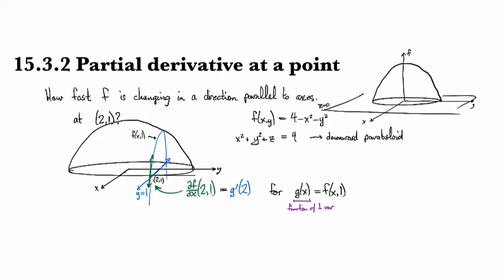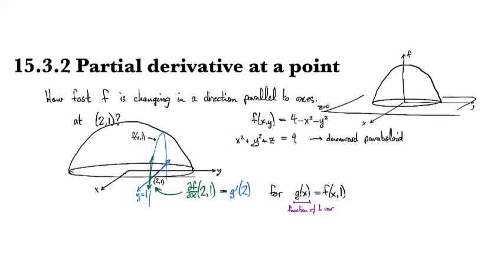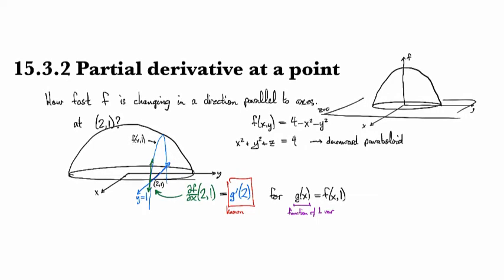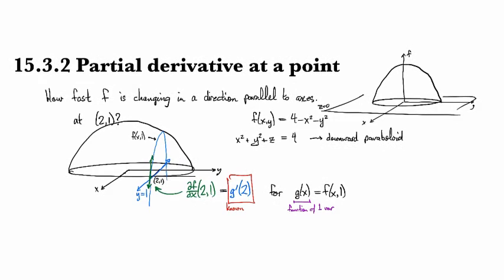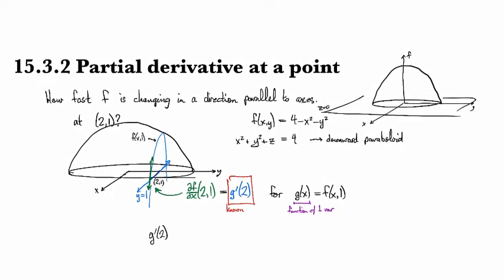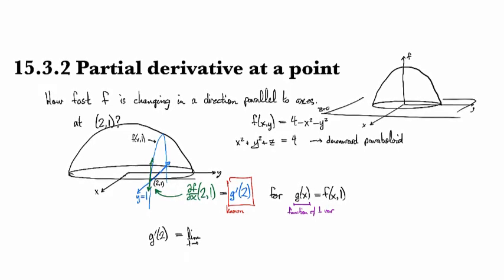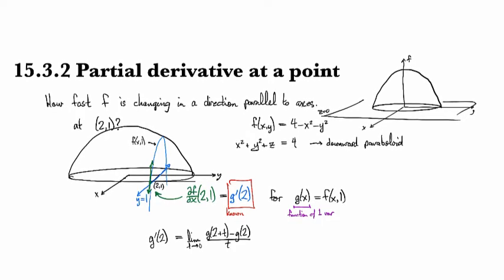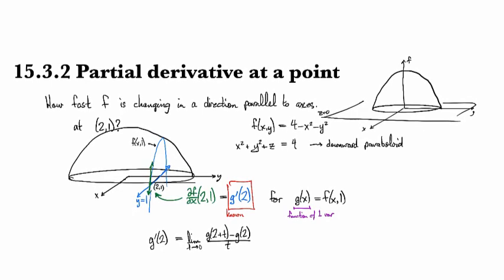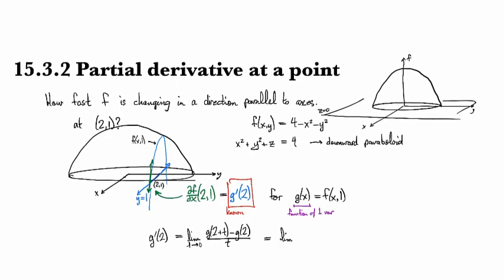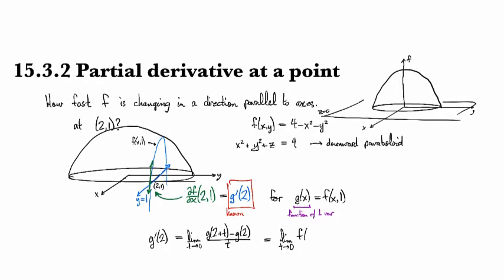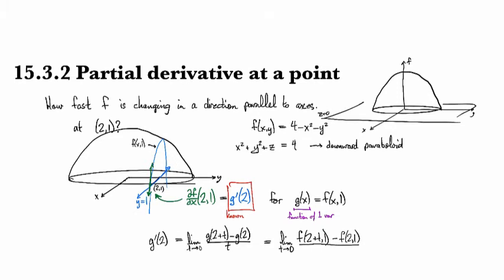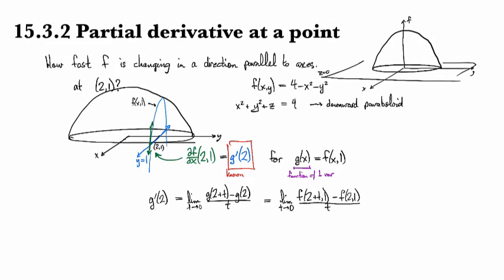So by restricting y to be some fixed number, we are back in the case of single variable calculus, and you know what this is. This is just a good old single variable derivative from Calc 1. Okay, so if we use what we know about single variable calculus, g prime of 2 is going to be the limit as t goes to 0 of g of 2 plus t minus g of 2 over t. So there's the familiar limit quotient definition from single variable calculus. And so if I write that back in terms of f, then this is going to be f of (2 plus t, 1) minus f of (2, 1) all over t.